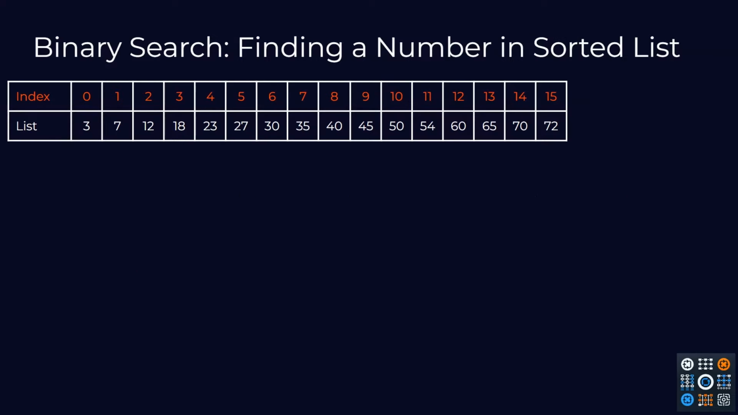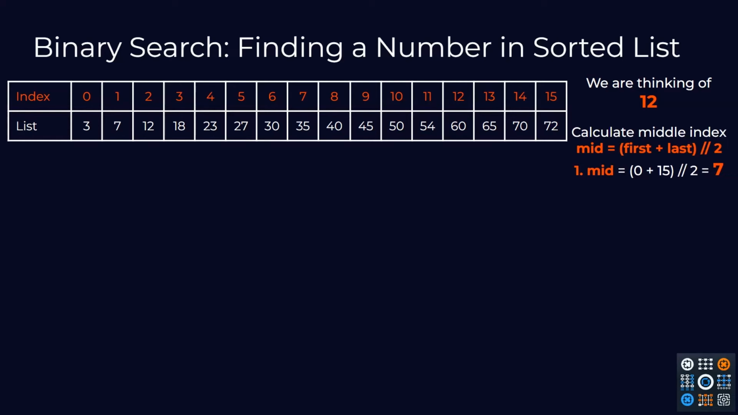Let's play this game using binary search to guess a number in a sorted list. Here is a list with 16 elements, indexed from 0 to 15. The target number we are trying to guess is 12. Here's how binary search narrows down the possibilities step by step. We start by calculating the middle index by adding the first and last indices of the current list and doing integer division by 2. By integer division, we mean to truncate the decimal part without rounding it off. So this gives us 7.